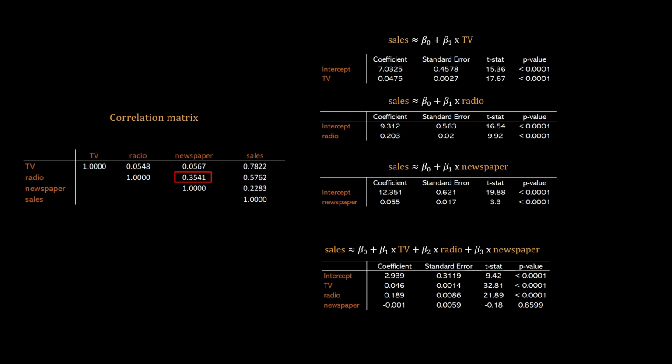Recall that the beta coefficient in multiple linear regression reflects the effect of a predictor on the response variable, holding other variables constant. So in multiple linear regression, the contribution of radio is already accounted for, and so if we keep radio fixed, then newspaper has no explanatory power.